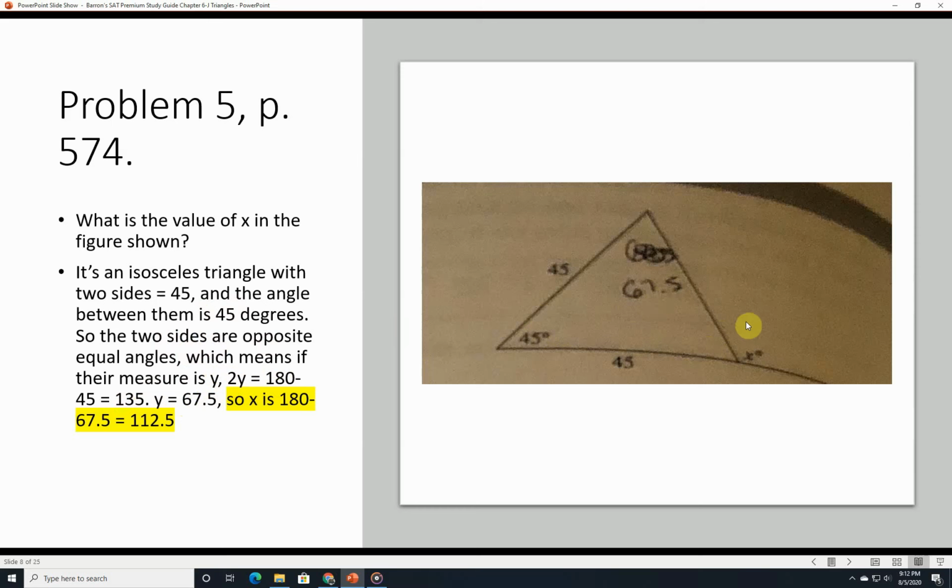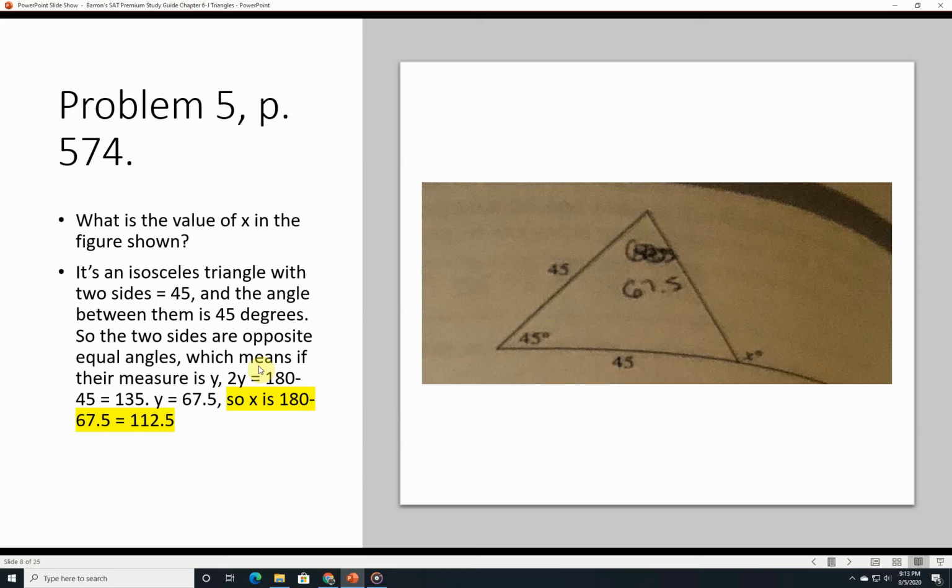So x is going to be 180 minus 67.5, which is 112.5. Now, if I had the measure of both of these angles, which I didn't, then x would be equal to the measure of this angle plus this angle, because this and x have to add up to 180, and obviously this and this also have to add up to 180. So since x is 180 minus this angle, and these two would also be 180 minus this angle, they would be the same.